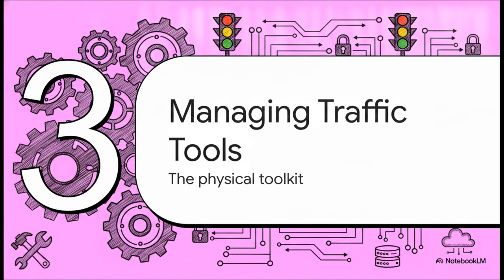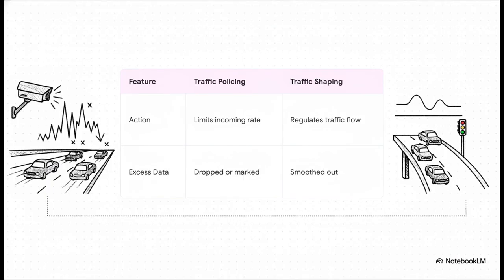Which brings us to Section 3, mechanisms for managing traffic, the network's physical toolkit. So we understand the goals, but how do networks actually pull this off? Well, they use a specific set of tools and digital traffic lights to keep everything moving. Now, what's really interesting about this slide is the difference between 2 primary tools, traffic policing versus traffic shaping.